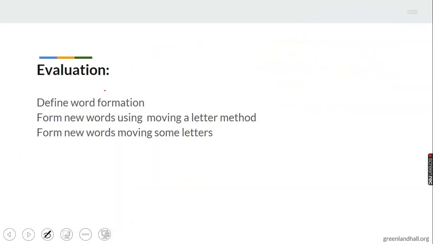Now, I want to believe you have really learned a lot today. From now, you should be able to define this word. You should be able to tell us using moving letters and moving some letters like the one we've done.